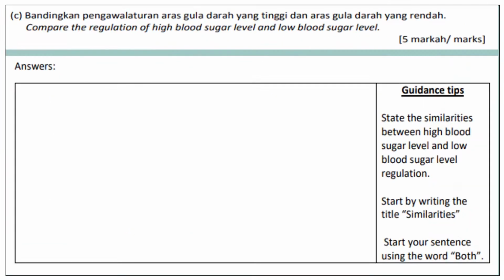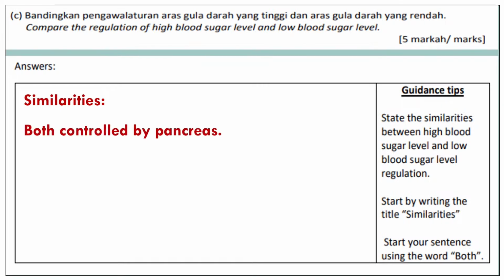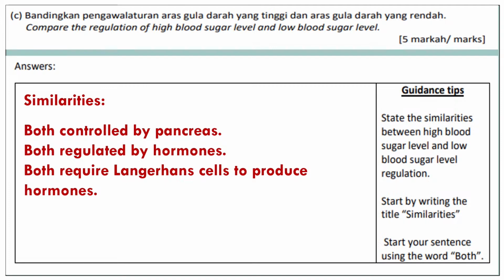The next question: compare the regulation of high blood sugar level and low blood sugar level. When it says compare, you have to write similarities and differences. For similarities, you start by writing the word both. Both are controlled by the pancreas, as we saw in the notes earlier. Both are regulated by hormones, glucagon and insulin. Next, both require Langerhans cells to produce hormones.